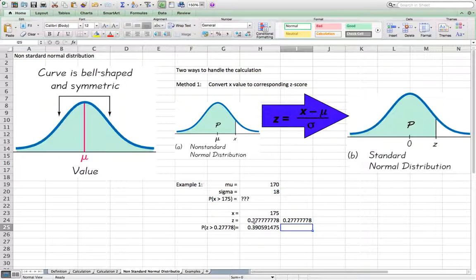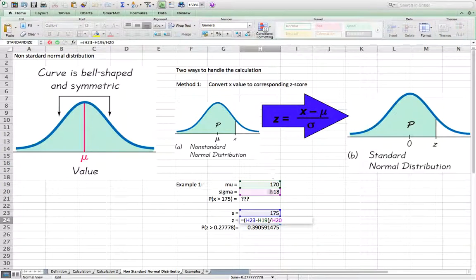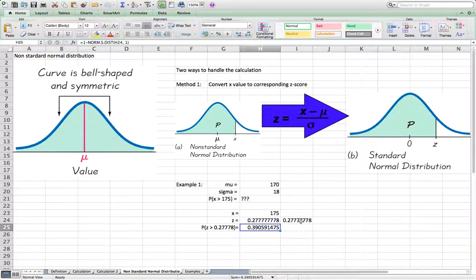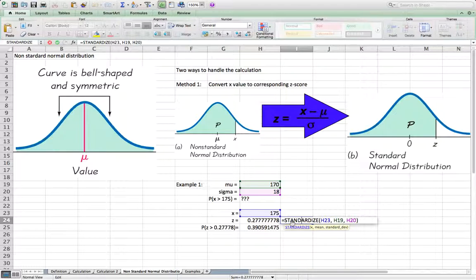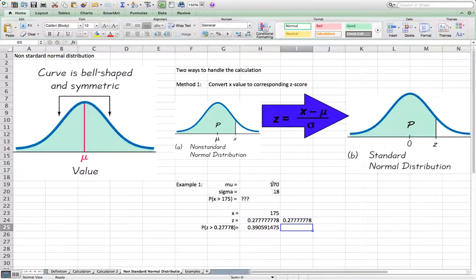So you have two ways to calculate Z. One way, you type this formula by yourself. Another way, you use the Excel built-in formula called STANDARDIZE to calculate this score. Then you convert the non-standard normal distribution problem to a standard normal distribution problem. So the probability for X greater than 175 is equivalent to the probability for Z greater than 0.277778.